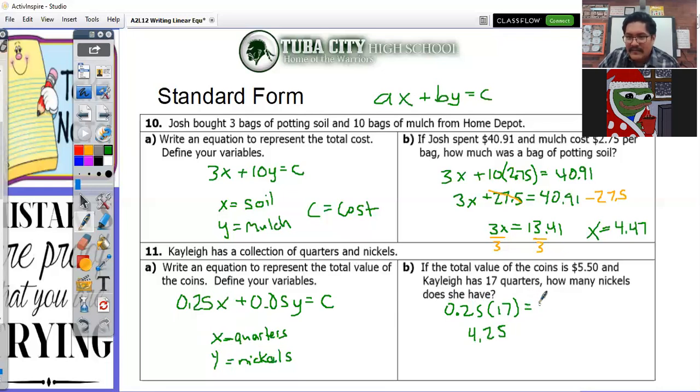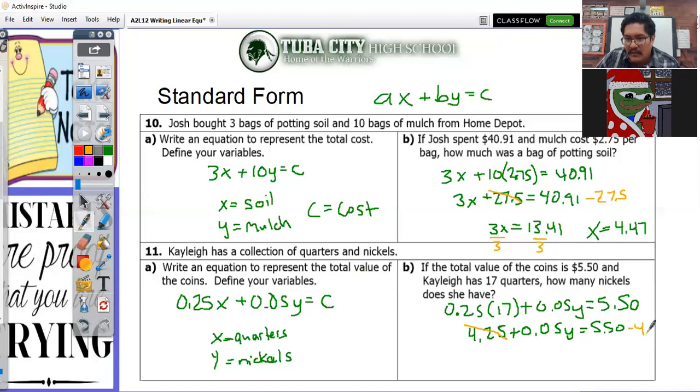Oops, sorry, jumped ahead. 0.05y, we don't know how many nickels she has, so that makes sense that we leave it as y, but we do know the total value of the coins. Now that says equal. I don't know why I put equal there. That should be a plus sign. Plus 0.05y equals 5.50. Now in this case here, I'm going to go ahead and minus 4.25 from both sides.